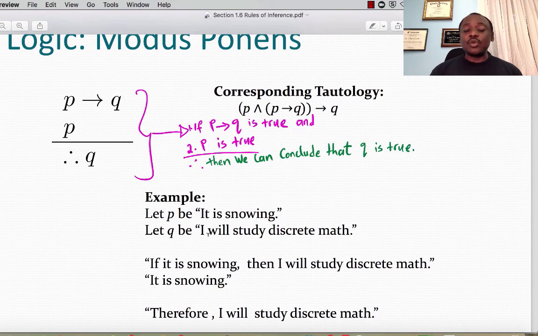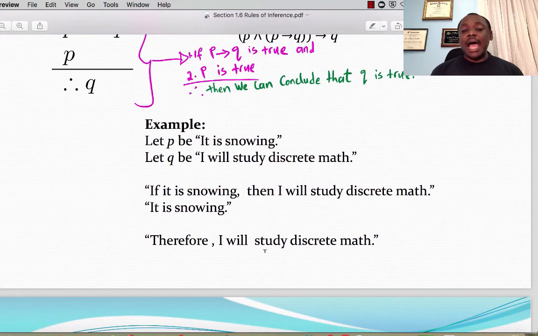If P implies Q is true and P is true, then what is the obvious conclusion? Q has to be true. If it is snowing, then I will study discrete mathematics. That is the statement you've made. It is snowing. Therefore, what is the conclusion? I will study discrete mathematics.